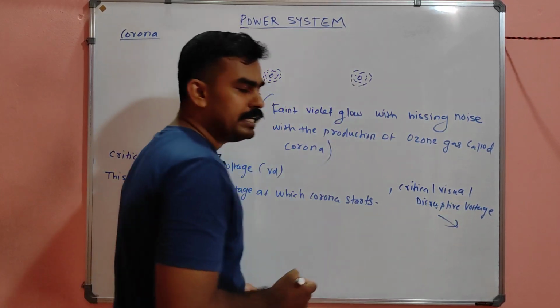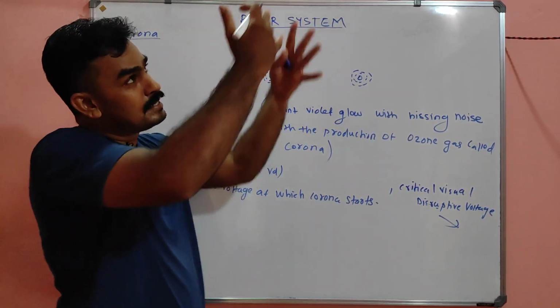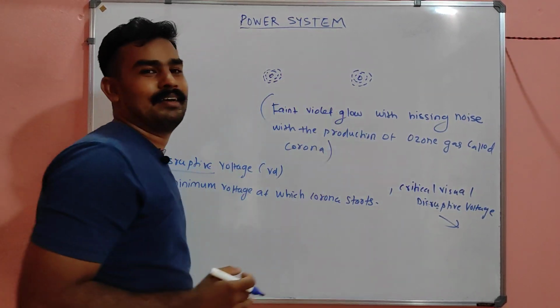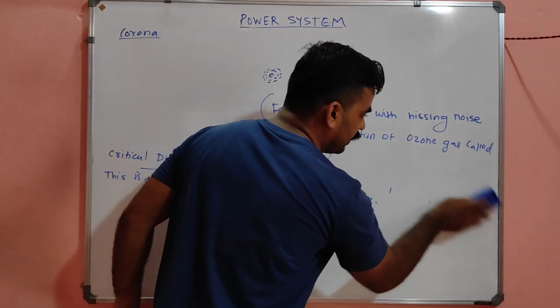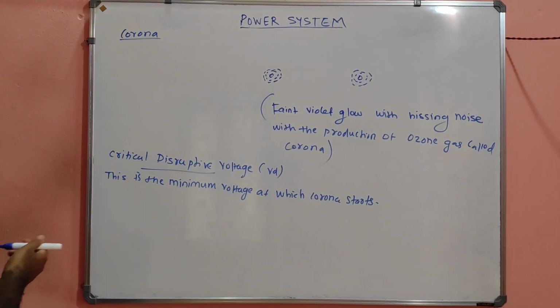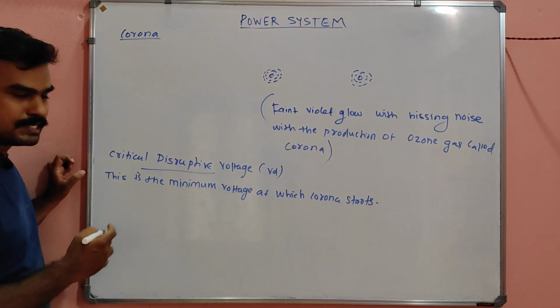That voltage is the voltage at which we can feel the corona, we can see the corona, we can hear the corona. That is called the critical visual disruptive voltage. Leave that, focus on this. The critical disruptive voltage is the minimum voltage at which corona starts.